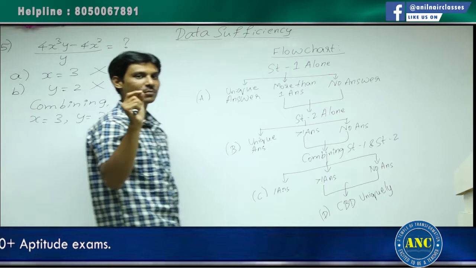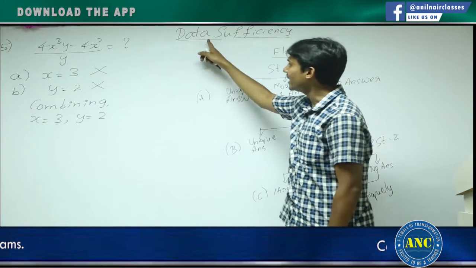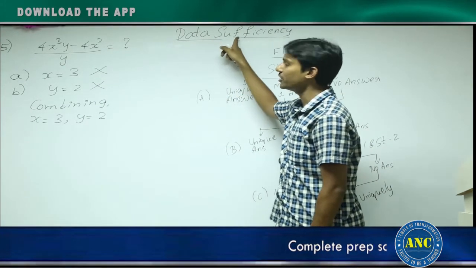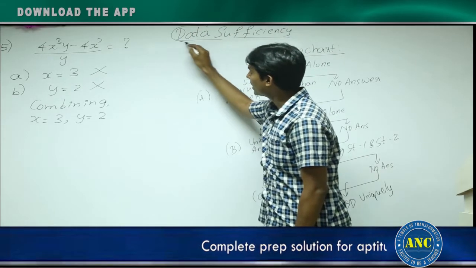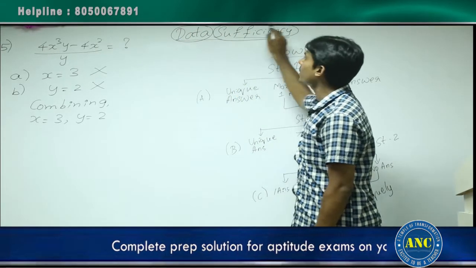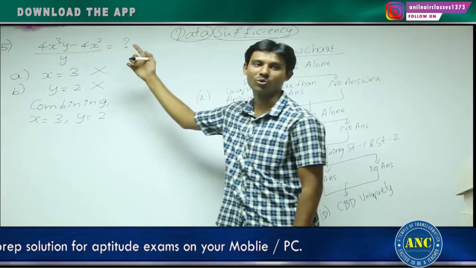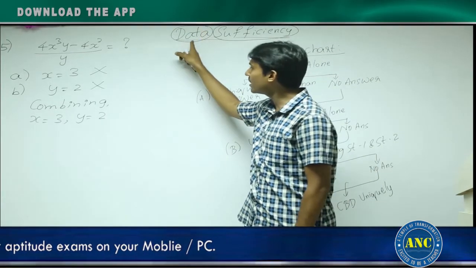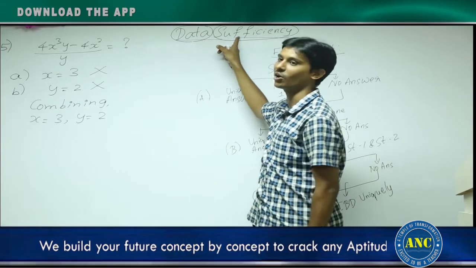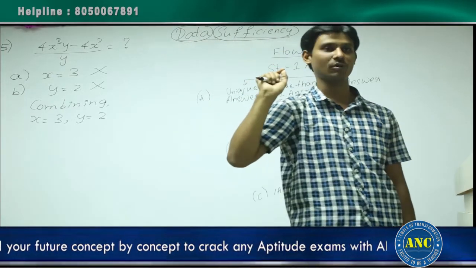Please understand the theme of the question. What is the heading? Data sufficiency. Data sufficiency means whether the given data is sufficient to answer my question or not. That is the theme of the topic. They are not asking you to find the value. What they are asking is, from the given data, are you able to answer the question or not? Is it sufficient or not is what is required for us.